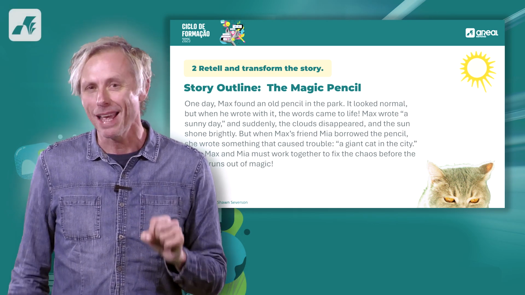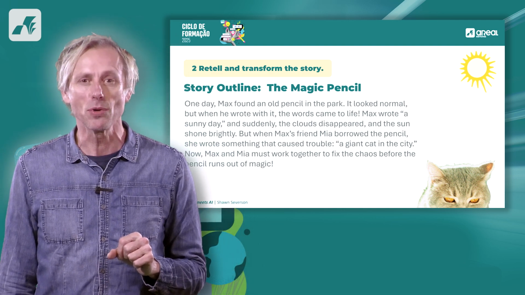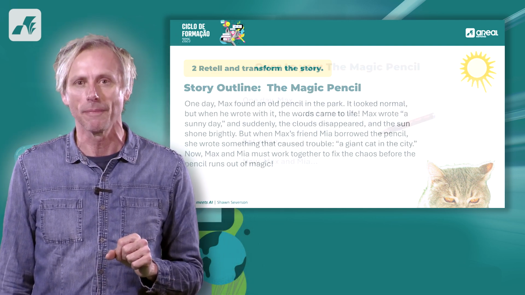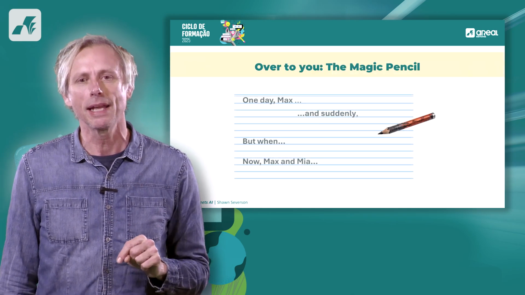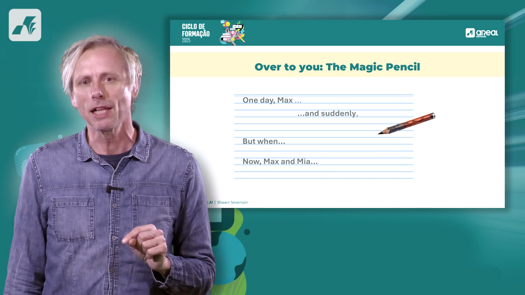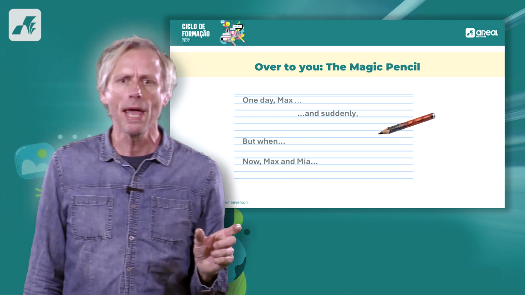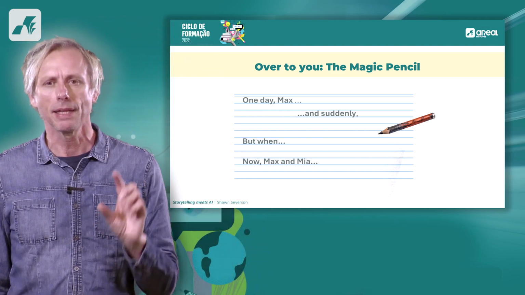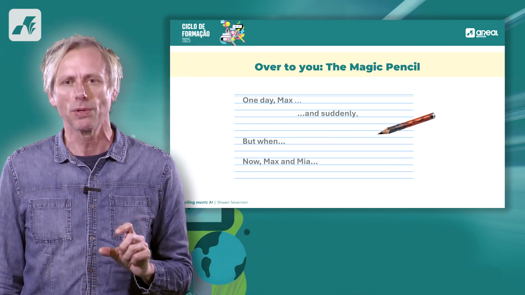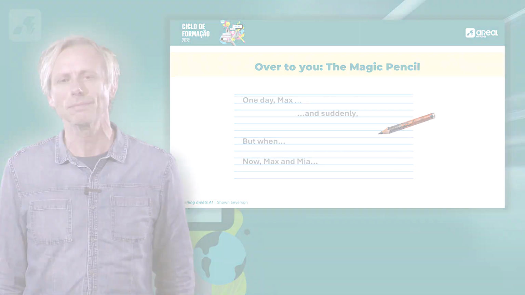They will be very challenged to try to remember most of the elements or all of the elements of the story. And just one thing to keep in mind, and that is you will have some help when you tell the story. You will have the main elements of the story. You'll have one day, Max, and suddenly, but when, now, Max and Mia, and these main points will help direct you in retelling the story. So here you go, two minutes.